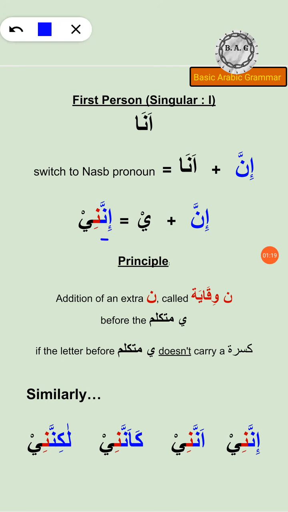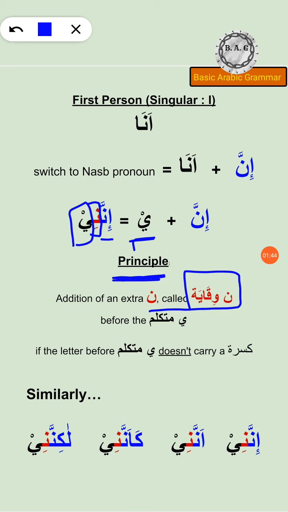Alright, so here's our inna and here's our ya mutakallim. We add an extra noon here. This noon is called noon wiqaya, and we add it to the ya mutakallim so that the smooth flow of speech can be facilitated. So it becomes innani. Now this is the principle that we needed to discuss.